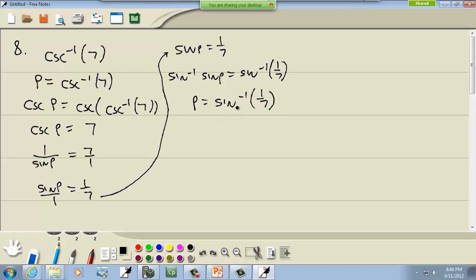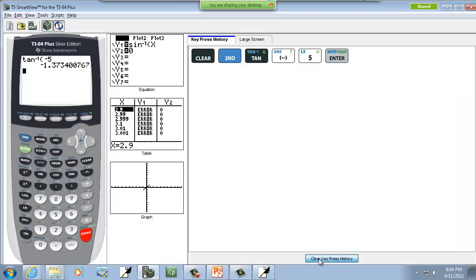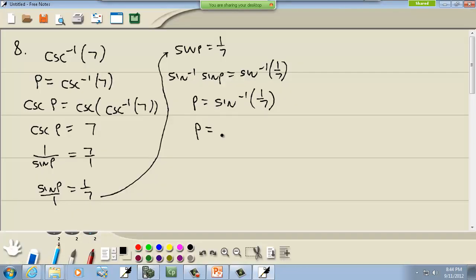Well, this one we can plug into our calculator. So if I come here, inverse sine of 1/7. And to 2 decimal places would be 0.14. So 0.14, and that's our answer.